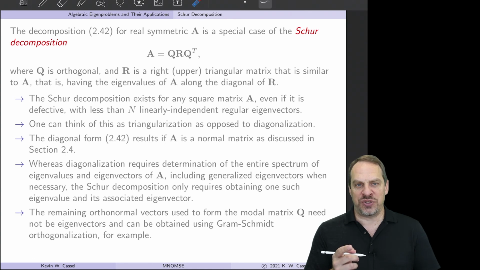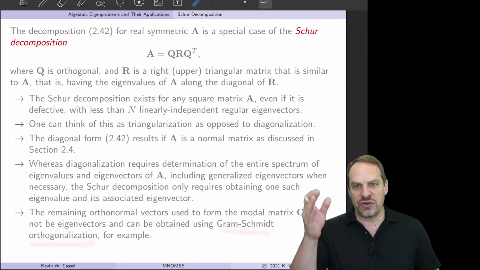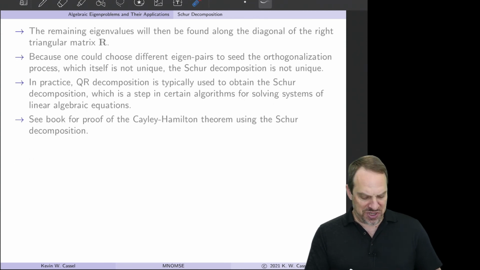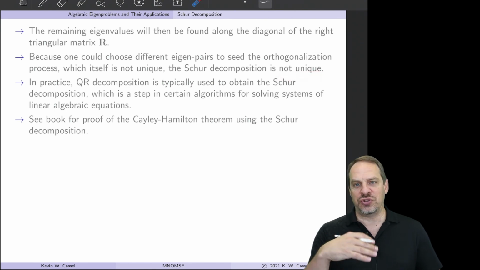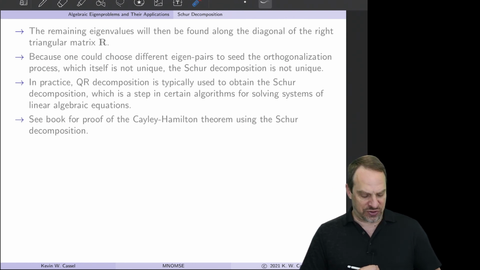The process for getting the Schur decomposition is somewhat different than we saw for the eigendecomposition, although they're closely related. You'll remember the diagonalization procedure we discussed before. We needed the full spectrum of eigenvalues, and we need to get all of the eigenvectors, even generalized eigenvectors if necessary, to fill up our modal matrix U. In this case, for the Schur decomposition, we actually only need one of the eigenvalues and its associated eigenvector. We can then use something like Gram-Schmidt orthogonalization to get the sequence of additional vectors that are mutually orthogonal to form the Q. And what that means is actually the Schur decomposition is not unique. In other words, you could choose a different eigenvalue-eigenvector pair to start the process in order to get your orthonormal vectors to fill up the Q. So the Schur decomposition is not unique for that very reason.